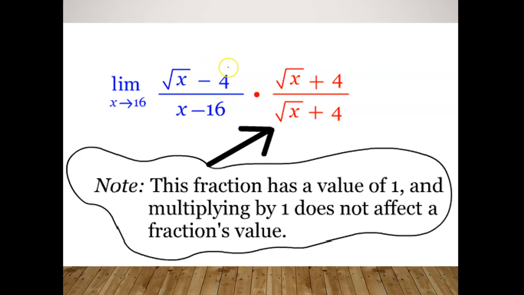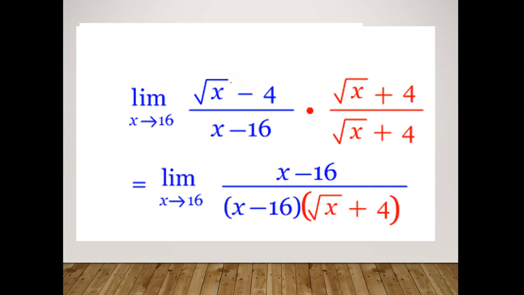The conjugate of the numerator, square root of x minus 4, is square root of x plus 4. So we multiply by square root of x plus 4 over square root of x plus 4. And then what happens is you will get x minus 16 over (x minus 16) times (square root of x plus 4).